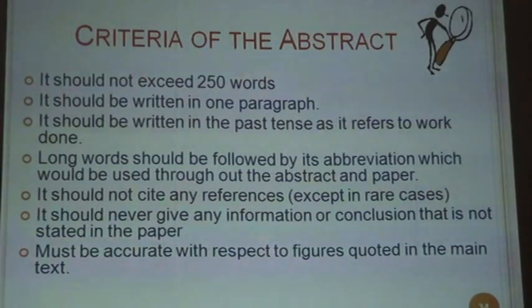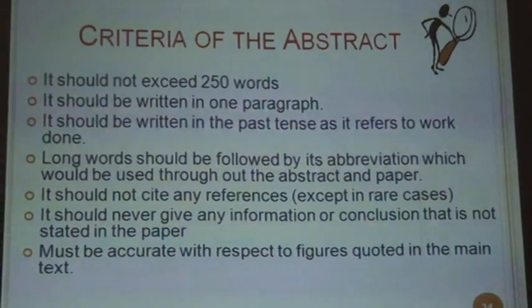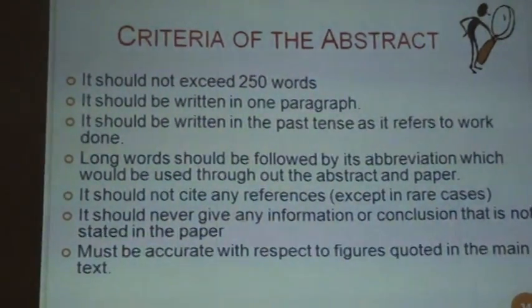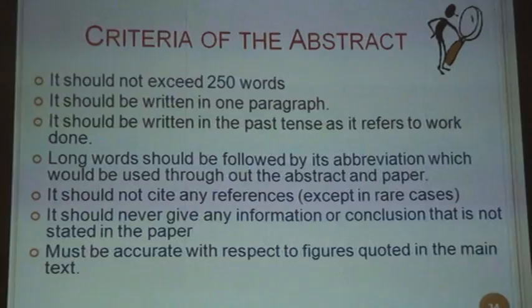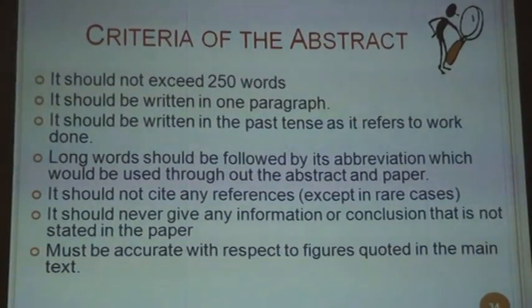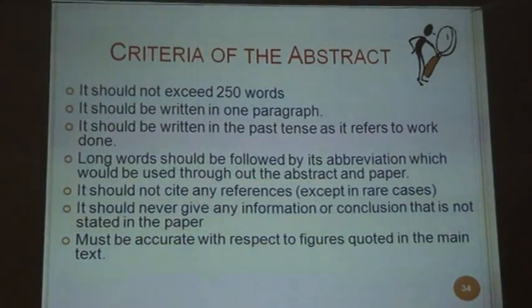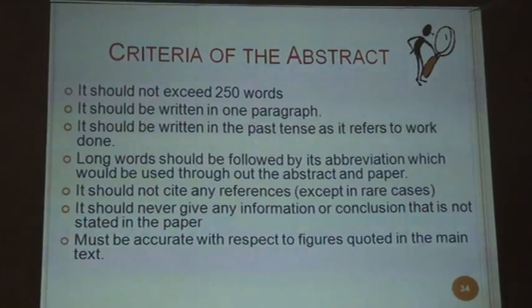The criteria: it should not exceed 250 words, and should be written in one paragraph. There should not be more than one paragraph in an abstract. It should be written in the past tense as it refers to work done. Long words should be followed by their abbreviation, which would be used throughout the abstract and paper. Then it sort of shortens your writing.